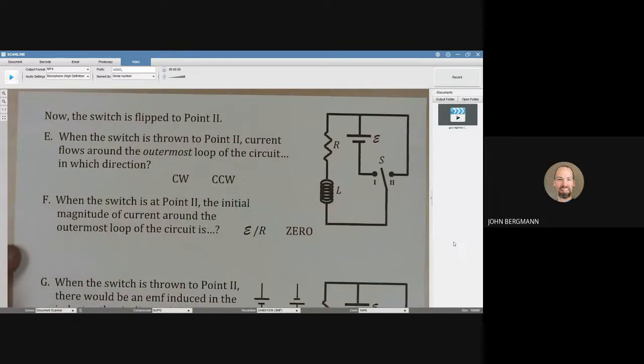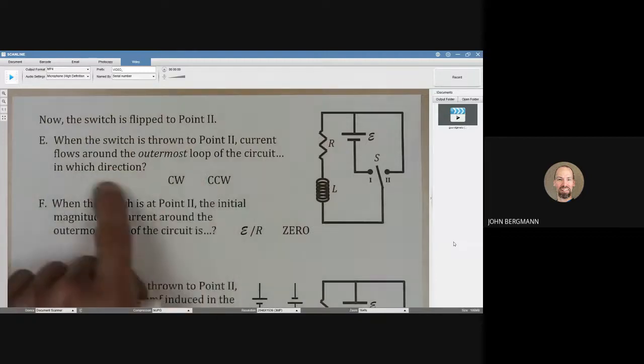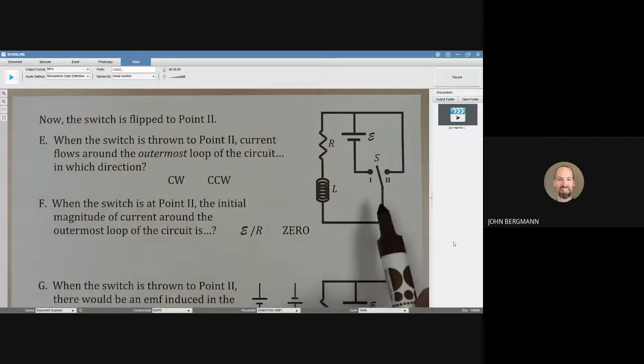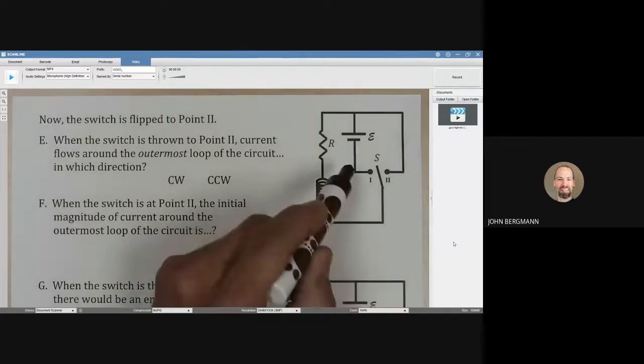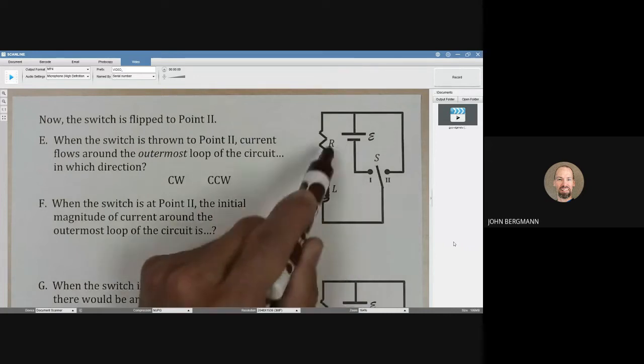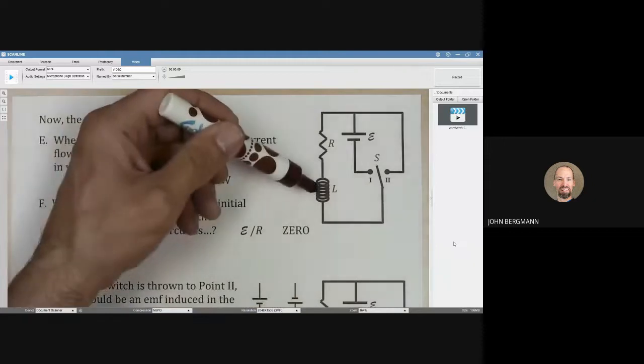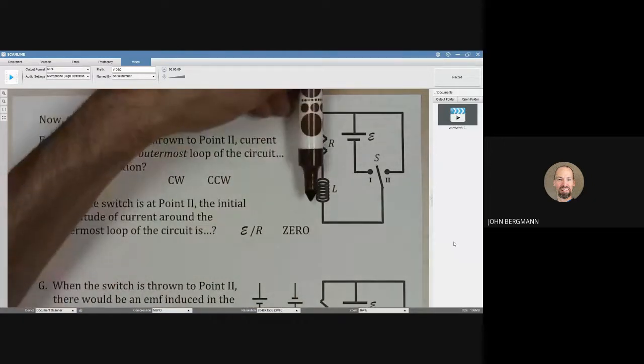When the switch is thrown to point 2, current flows around the outermost loop of the circuit in which direction? Let's go back for a second. When we had this on point 1, we were having a counterclockwise loop of current going around this left side, which means that the current was traveling through this inductor in this direction.